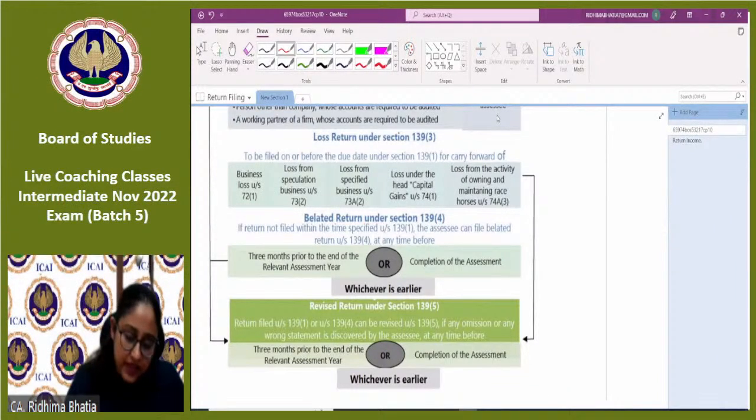What is the 0.5 in return of loss? A return of loss has to be filed by assessee in his own interest, and the non-receipt of notice from assessing officer requiring him to file the return cannot be a valid excuse under any circumstances for not filing of return. Basically, they are saying that it is the assessee's responsibility to file the return of loss. He cannot say that mujhe notice nahi mila, that's why I did not file the return of loss. Not a relevant part of it.